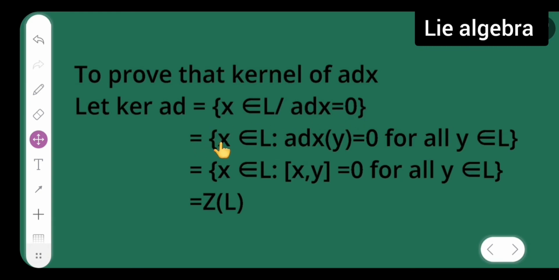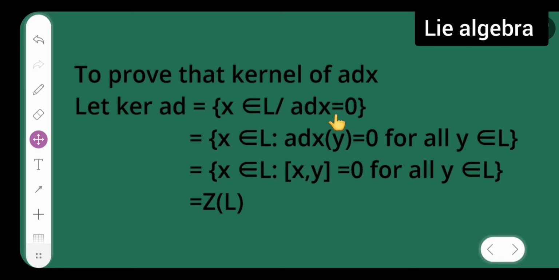Then this is equal to what? {x belongs to L, where ad x(y) = 0 for all y belongs to L}. Can you write for all like this way? This symbol you will use for all. Anyways, now why is this equal to 0? I have told you why I said this is equal to 0, from the kernel definition.